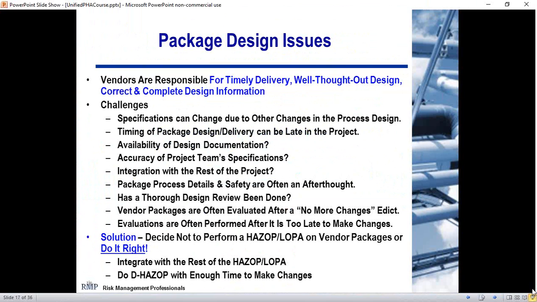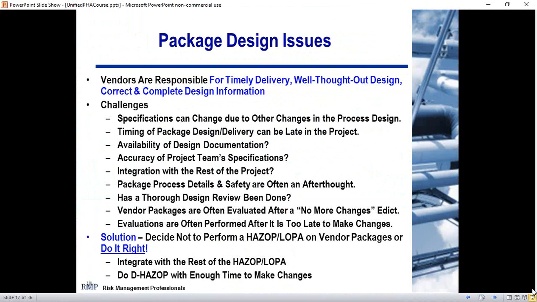A lot of the package vendors have a pretty standard design. They may make some minor changes. Have they really taken management of change seriously? If they make changes on their end, has anybody really thought through what the potential impact is on their vendor package or on the whole part of the design?